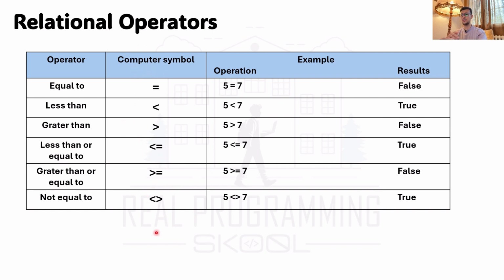So in computer symbols, we represent the relational operators like this. And we said it's comparing 2 things. For example, here we have the operation 5 equals 7. No, so it's false. 5 less than 7, yes, 5 is smaller than 7, it's true. 5 greater than 7, no, 5 is not bigger or greater than 7, so it's false, and so on for the rest. All right, these are the relational operators. Nothing much, it's easy as you see.